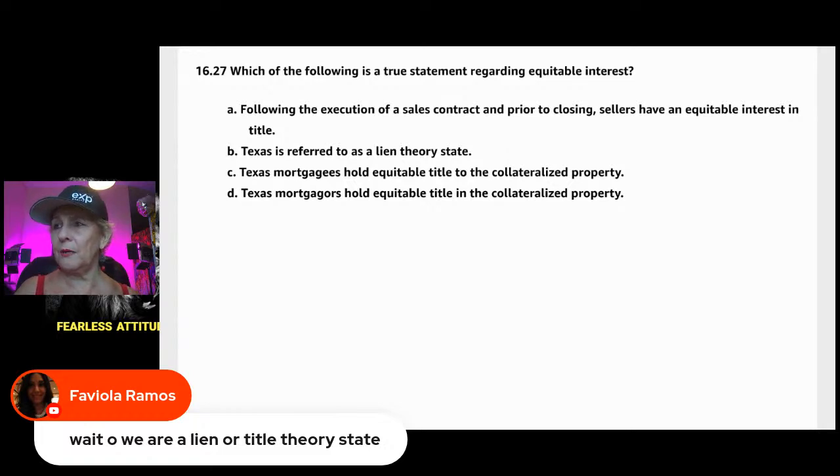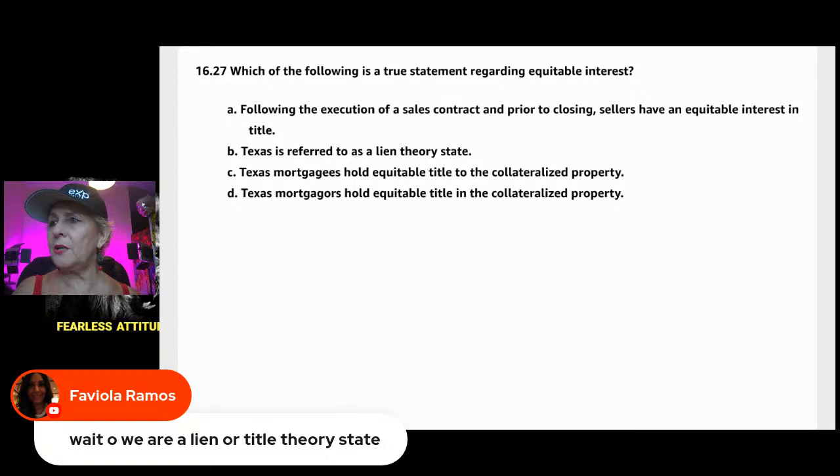So hold on here. I'm Googling it, okay? That's where I'm reading. I love to Google, to know the difference.